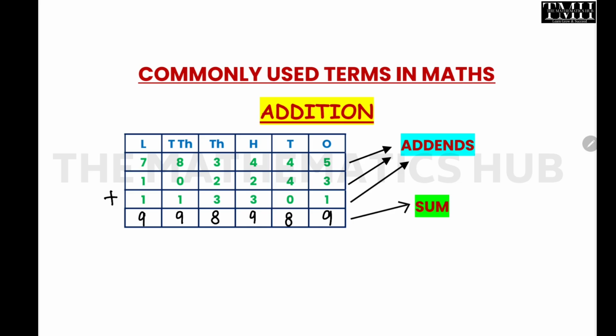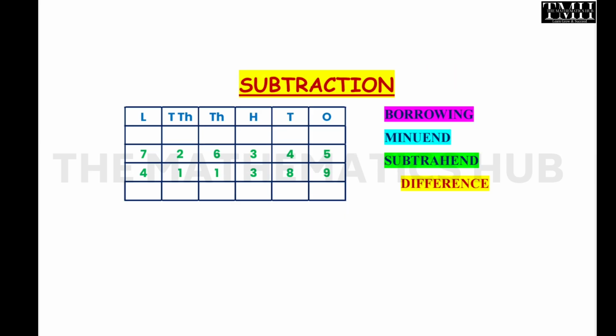So now you all know that these three numbers are known as the addends and the result is known as the sum. Now let's proceed towards subtraction. In this example, at the top digit in ones column is 5 and it is smaller than 9. So we need to borrow from the next column to the left.